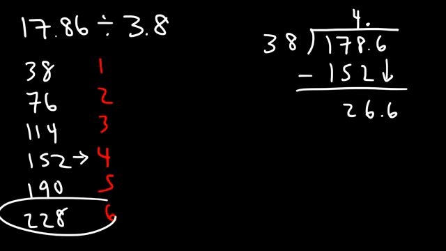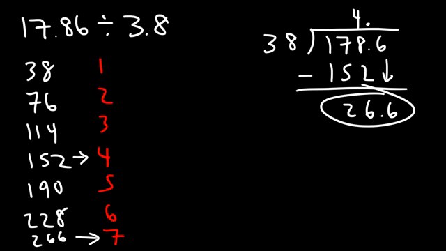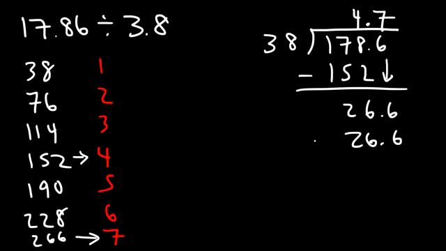So we need to expand this list. 228 plus 38, that's 266. Which means that 38 goes into 266 exactly 7 times. 38 times 0.7 is 26.6. And so this becomes our final answer, which is 4.7.